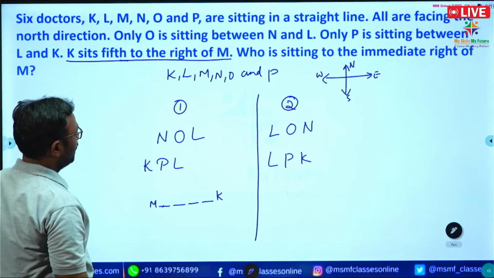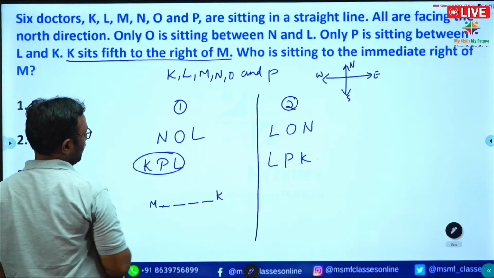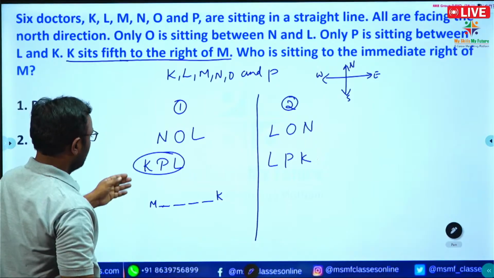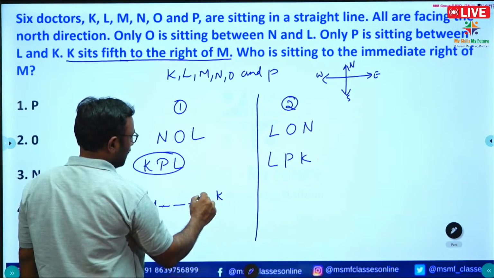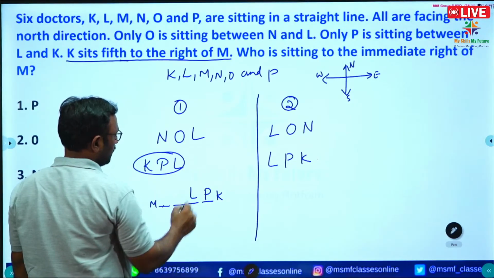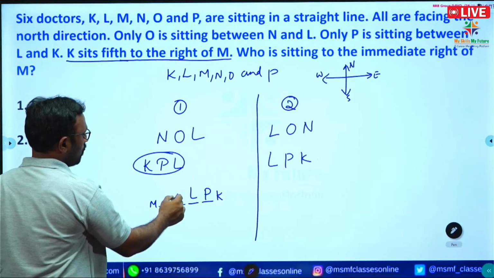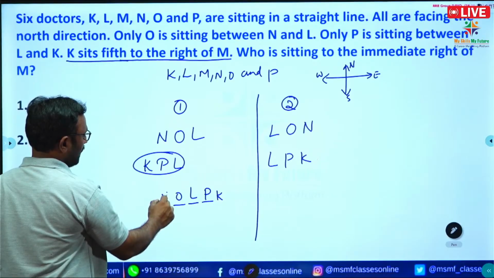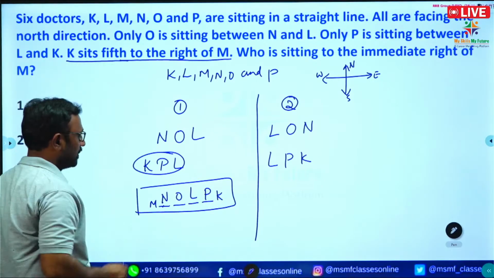So if we get K here, there is no possibility of writing K is the immediate left of P. So we can write like this, P L. Take this case 1: L O N. This is the seating arrangement they gave in the question.